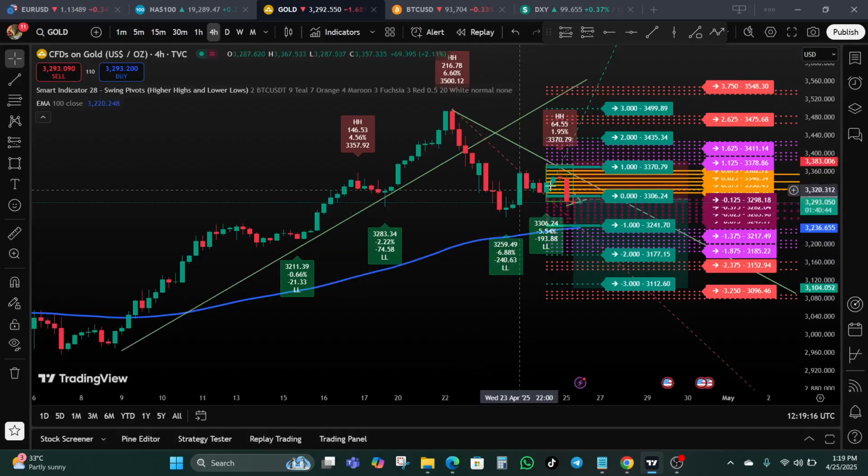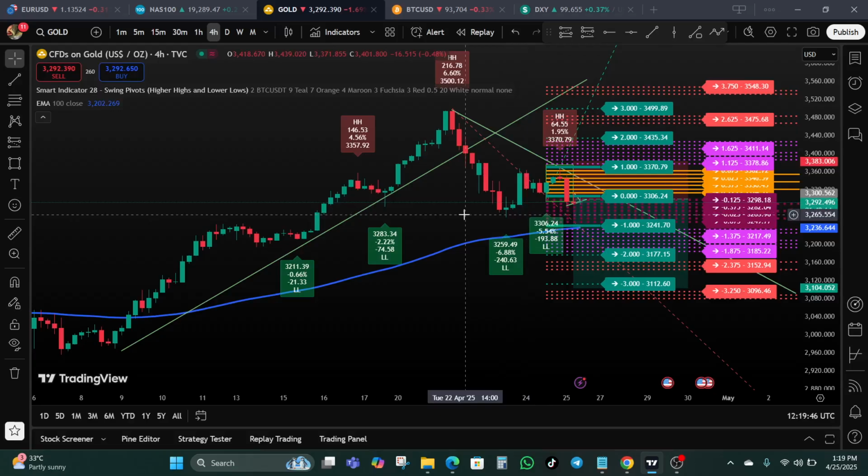But when you have some internal break of structures, maybe some minor change of character, you can still decide to take advantage of it, like what we saw here. Price was making higher highs and higher lows, and then there was a change of character, and the price started making lower highs and lower lows. So if you want to just catch the move from that breakout point to the trend line, to the EMA, the exponential moving average, you can decide to do that.